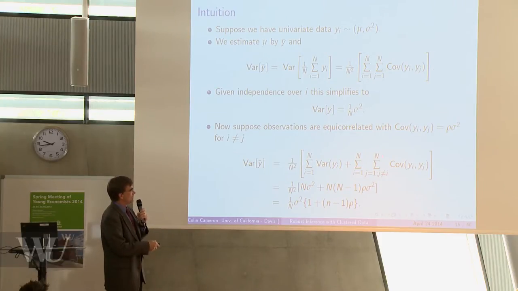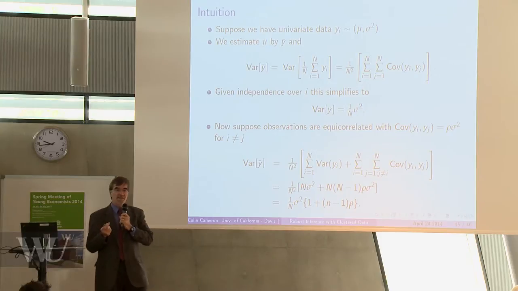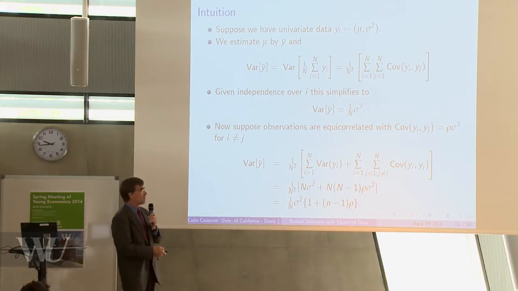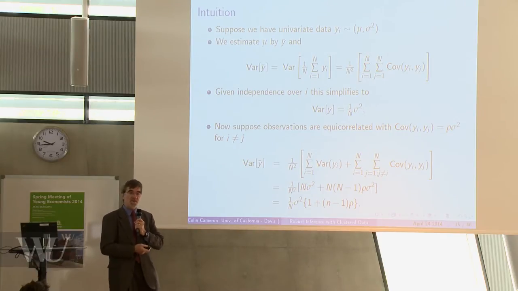Well, if we just do a little bit of algebra, instead of getting the usual 1 over n sigma squared, we get 1 over n sigma squared magnified. And it's magnified by the number of observations that we're dealing with times the correlation. Even if they're really weakly correlated, say 0.01, and we had 101 observations, this would be 100 times 0.01, which is 1, so the factor is 2. The variance would be twice what we think it is.